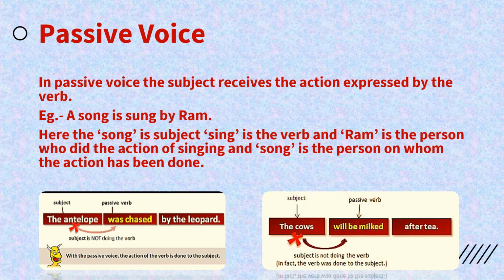The cows will be milked after tea. So the subject is cows. Cows are not milking. They will be milked. So the action is being done on the subject in a passive voice. Whereas in active voice, the subject does the action. The subject will chase, the subject will milk, and the subject will sing.